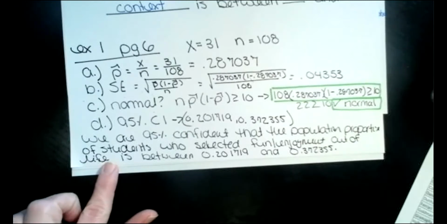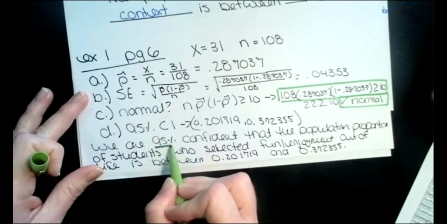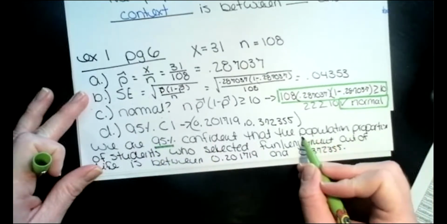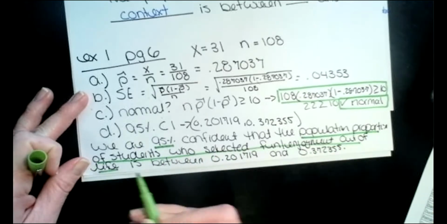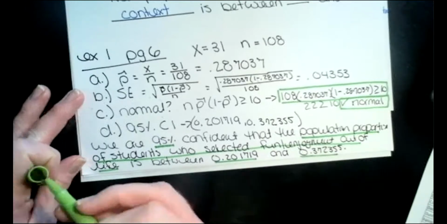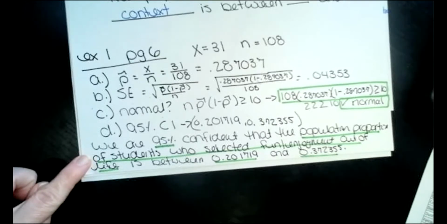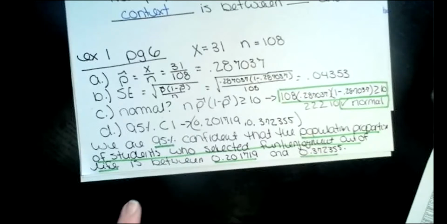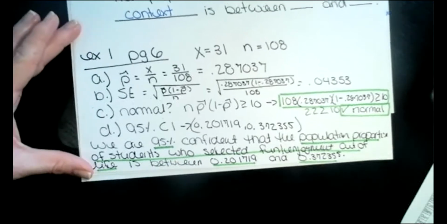So this is an absolute must, the interpretation. When you're writing an interpretation, if you want to write it yourself, I'll tell you what I look for. I look for this 95%. I look for population proportion. I look for the context of the problem, and then I look for the actual answer. Those are the pieces that I look for when I'm grading. It doesn't matter if you use my template statement or write your own statement, but those are the pieces that I look for when I'm grading a problem like this. Just so you know, those are the things that are important for me to see from you. Any questions on that problem so far?